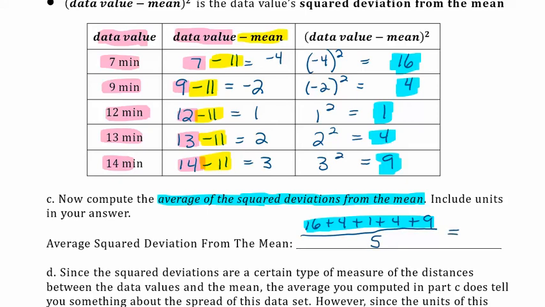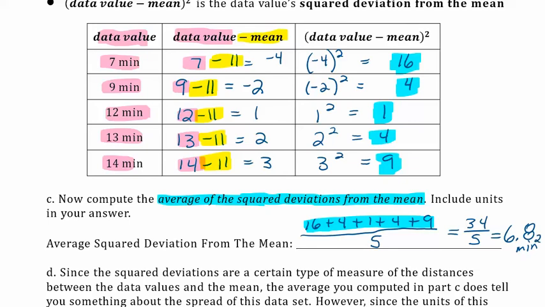Let's see, 16 plus 4 is 20. And then 1 plus 9 is another 10. That makes 30. So 30 plus the 4 is 34. And that's going to be 6.8. So now, if we're including units here, that's going to be 6.8 minutes squared.